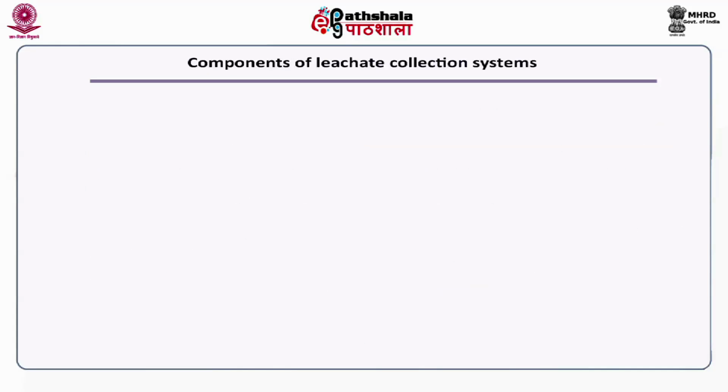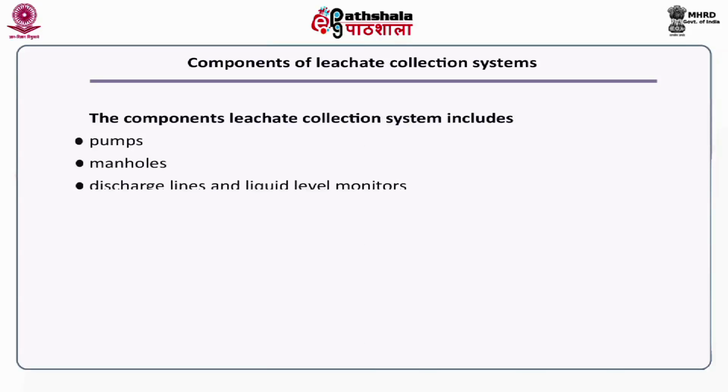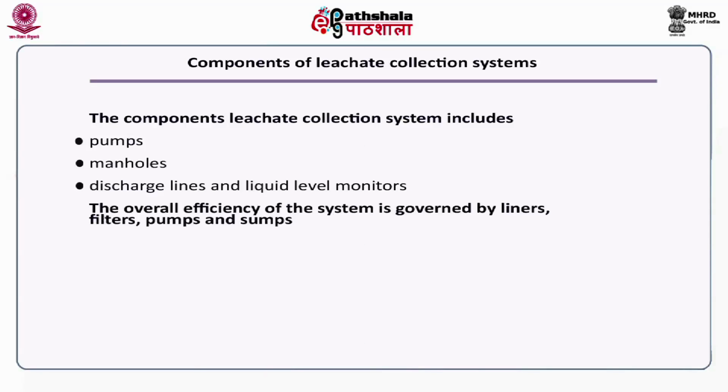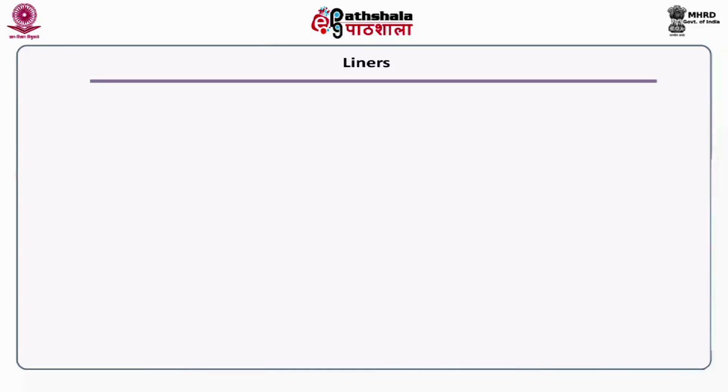Now, let us look into the components of the leachate collection system. The components of the leachate collection system will include a pump, manholes, discharge lines and liquid level monitors. The overall efficiency of the system is generally governed by liners, filters, pumps and sumps. So, first let us look at the liners.